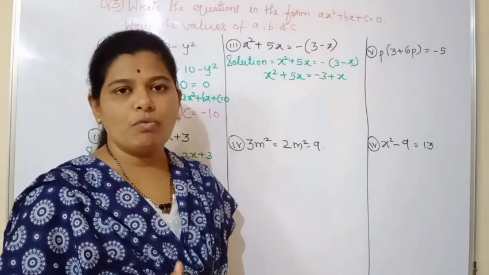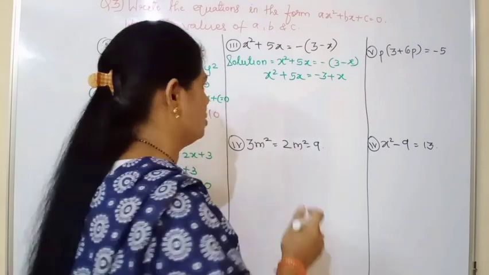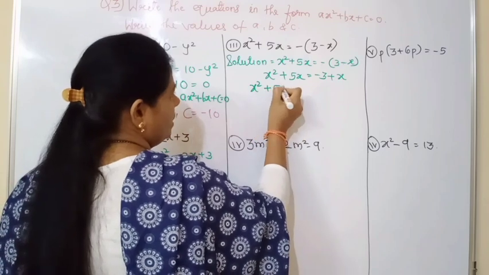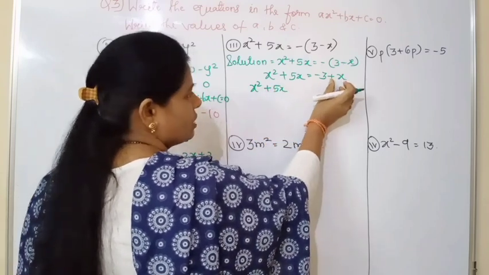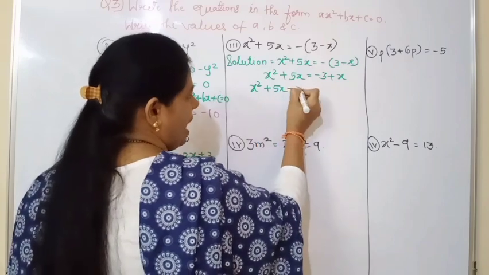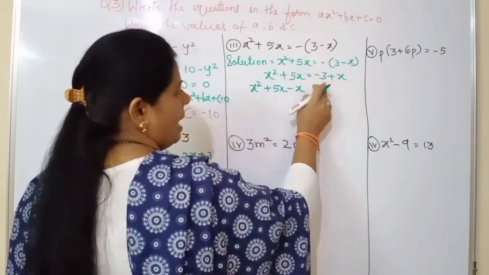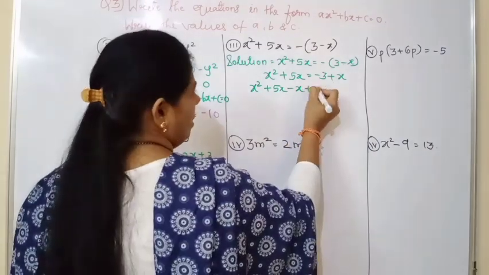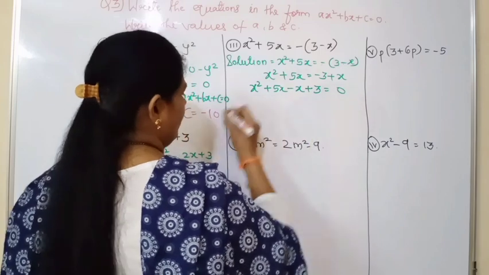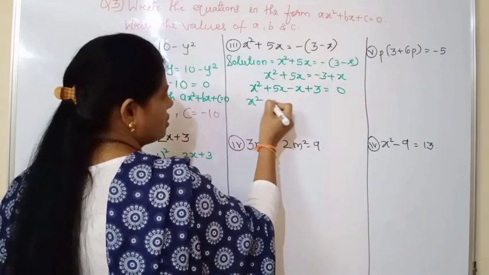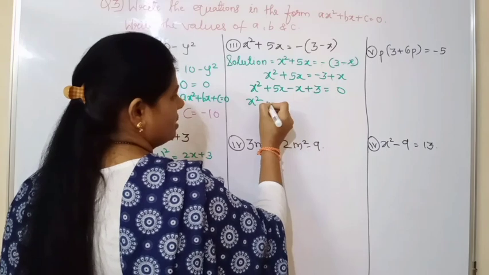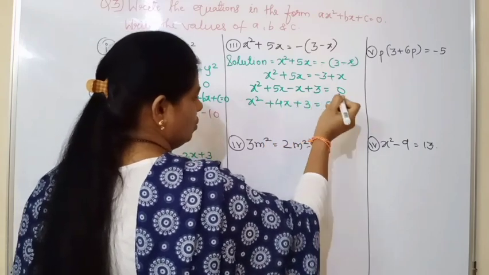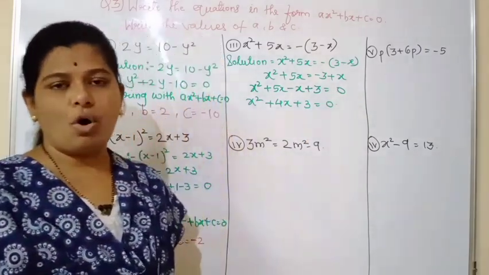Now what is our job now? What we have to do? We have to arrange the equation. Okay. After arranging we get x square plus 5x. This plus x will move towards the left hand side and it will become minus x. Minus 3 will move towards the left hand side. It will become plus 3. So plus 3 equal to 0. Okay. So now here x square, 5x minus x is plus 4x plus 3 equal to 0. Okay. So we have arranged all the things now.